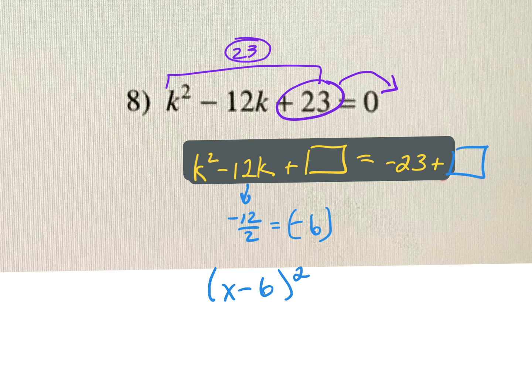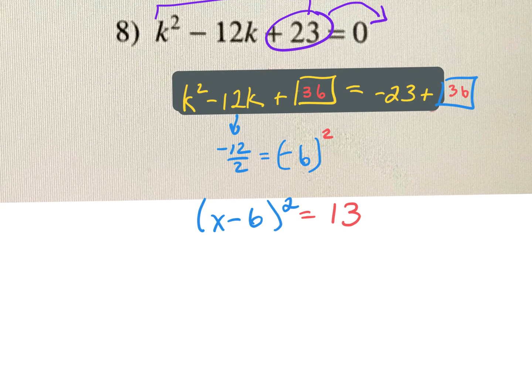And then how do I finish this problem? What do I need to do? Square negative 6. When I square negative 6, what do I get? 36. So I'm going to add 36 here, and then I'm going to add 36 where? To the other side. Good. What's negative 23 plus 36? 13. Positive 13. Agreed? You guys with me? All right.